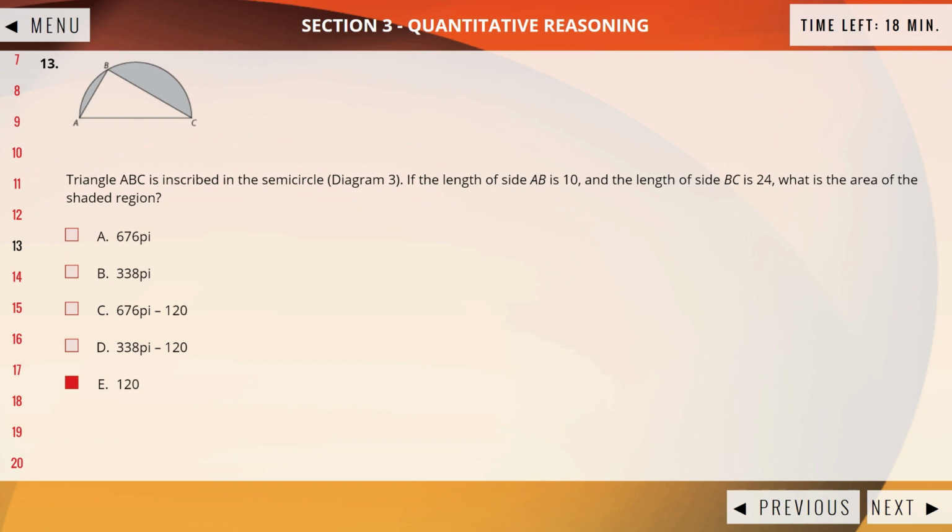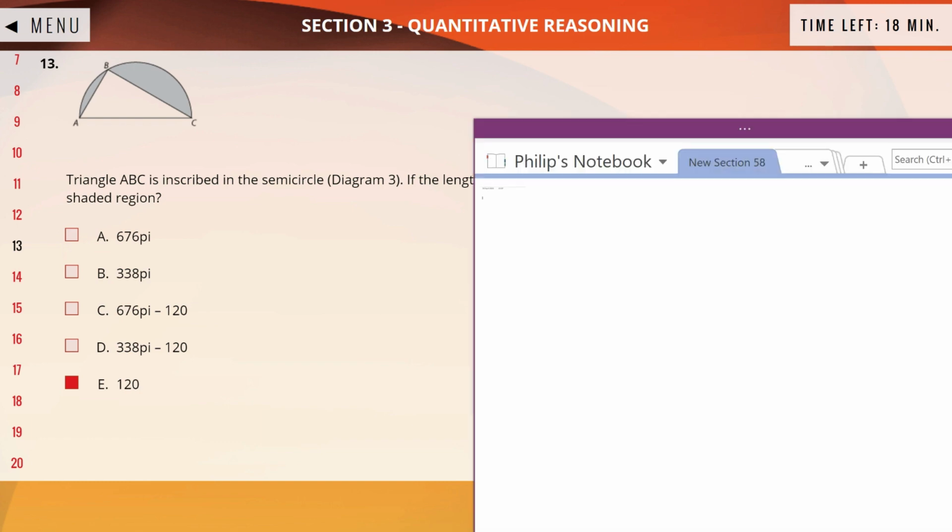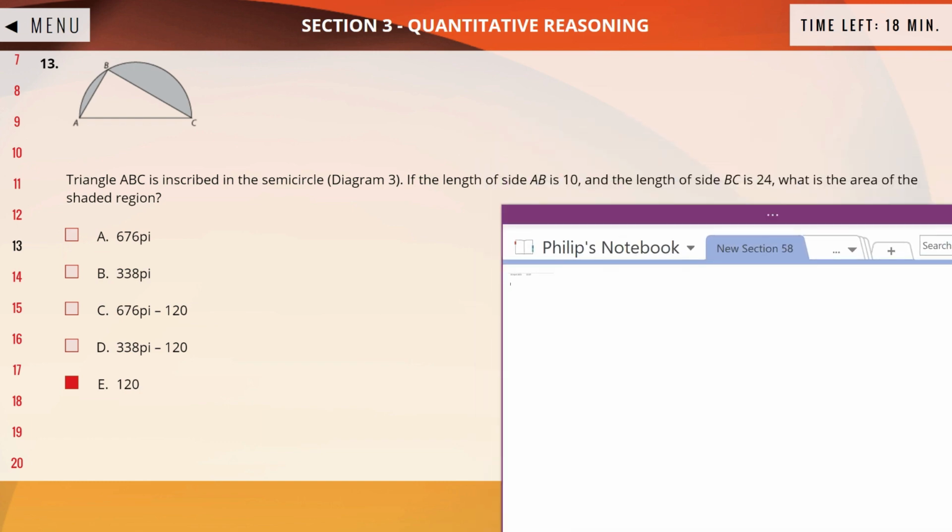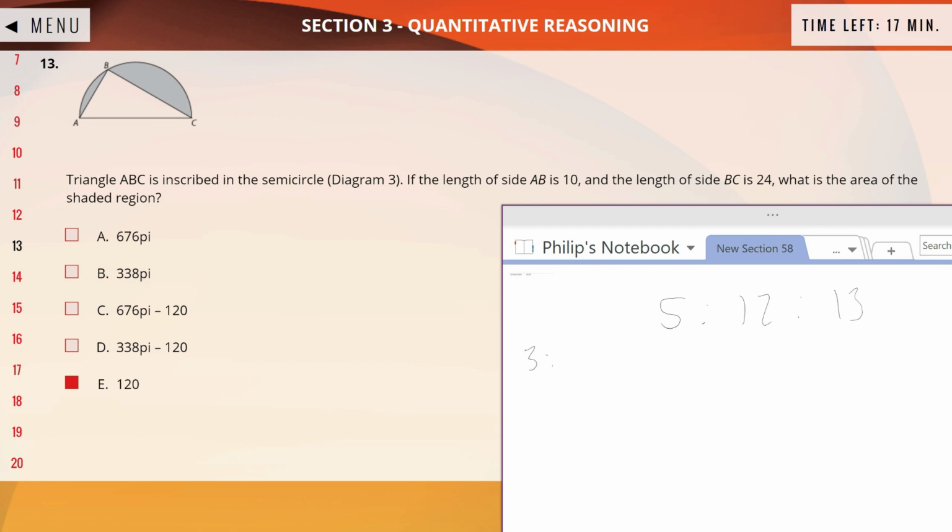Triangle ABC is inscribed in the semicircle. If the length of side AB is 10 and the length of side BC is 24, we could use Pythagoras there, what is the area of the shaded region? Well, good to know some Pythagorean triples. I believe I talked about this in one of my videos. So one of the triples I want you to memorize is 5, 12, 13. Just the more famous one, by the way, is the 3, 4, 5 Pythagorean triple, but this is also another quite important one.